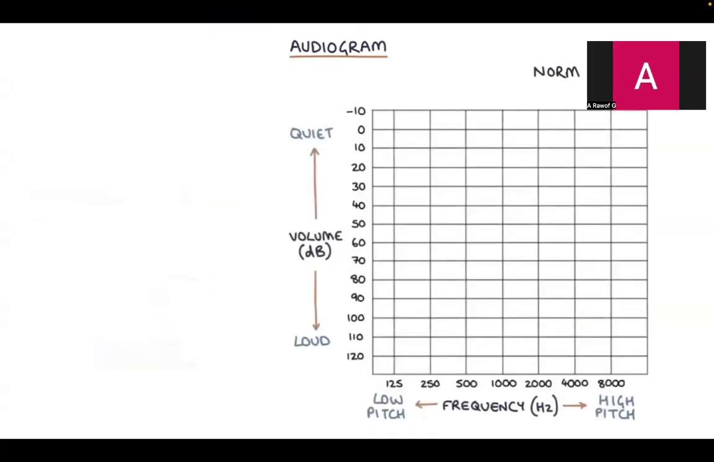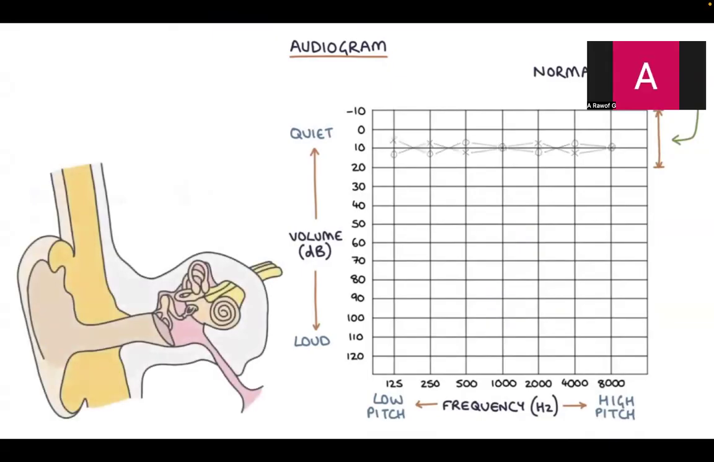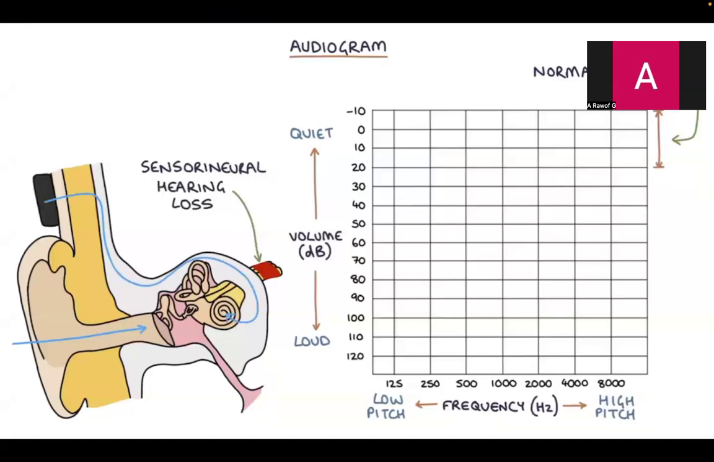When a patient has normal hearing, all readings will be between 0 and 20 decibels at the top of the chart. In patients with sensory neural hearing loss, both the air and bone conduction readings will be more than 20 decibels, plotted below the 20 decibel line on the chart. This may affect only one side more than the other, or both sides equally.